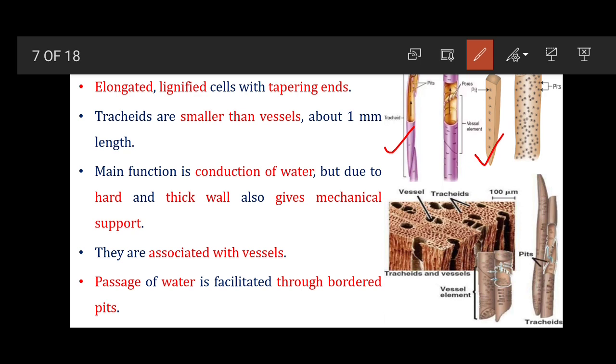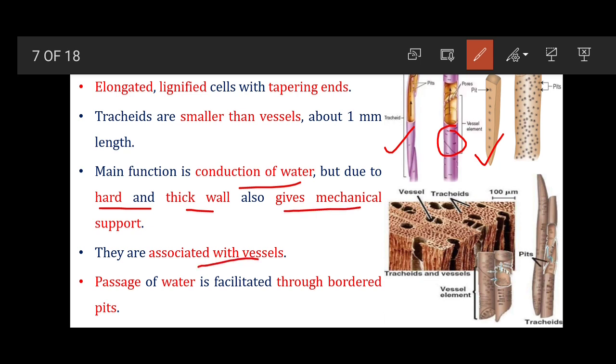They are smaller than the vessel. You can see the lumen of the vessel is greater as compared to the tracheids. The main function is the conduction of water, but due to their hard and thick wall, they also provide mechanical support to the plant body.